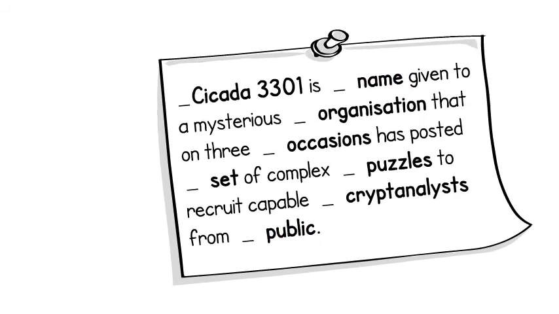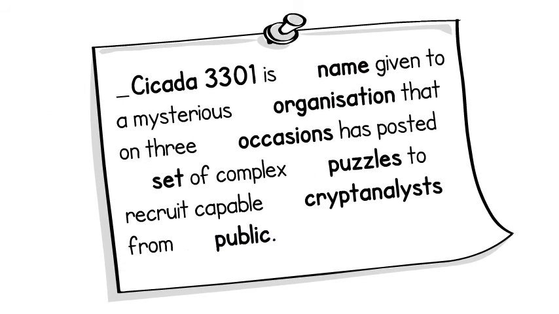So the answer is: Cicada 3301 is the name given to a mysterious organisation that on 3 occasions has posted a set of complex puzzles to recruit capable cryptanalysts from the public. Did you get it right?